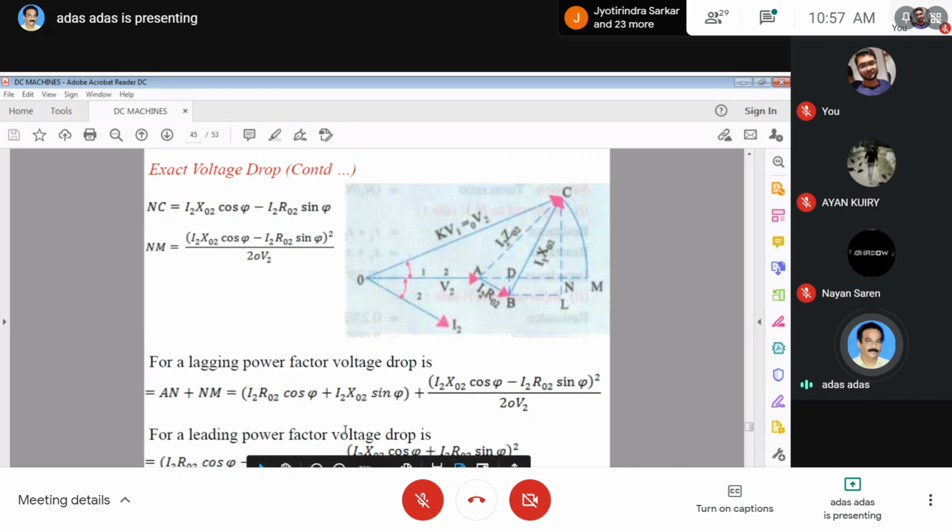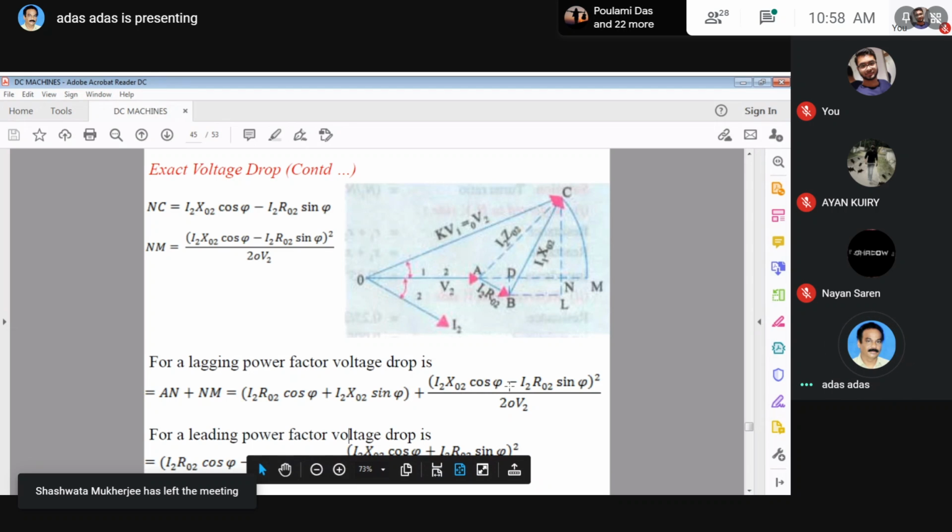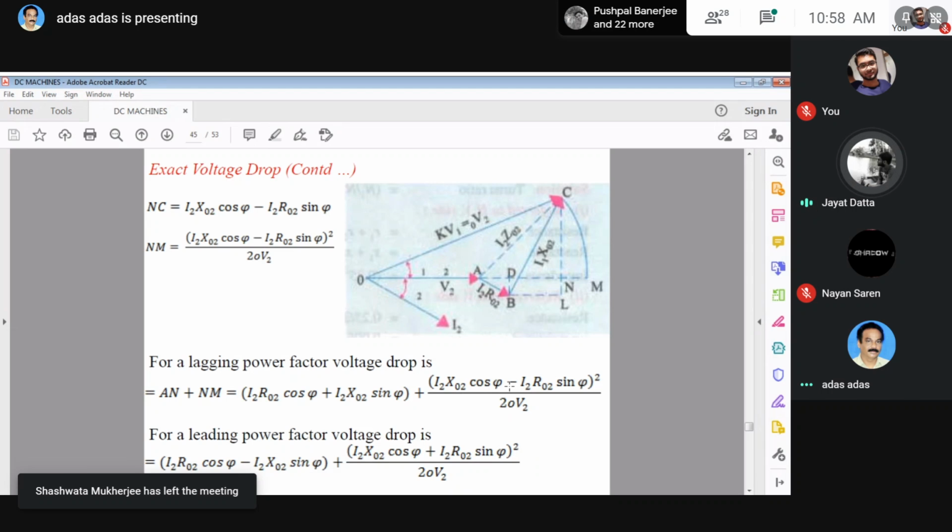So for lagging power factor load, this portion plus these portions, that is ON plus NM. Okay, it is correct. Is it correct? This portion is AN. This is NM. Is it correct? Yes sir, looking at the top, that is it.